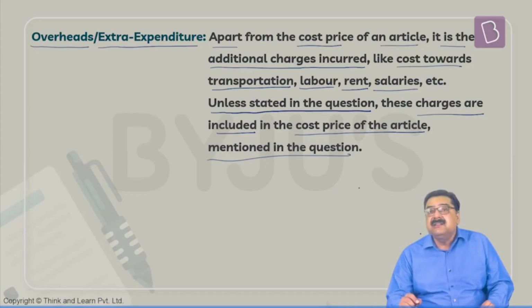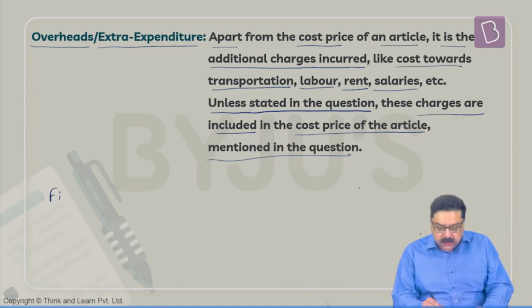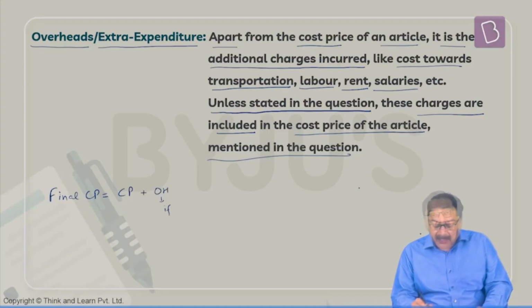Unless it is explicitly stated otherwise, that so much expenditure has been incurred towards transportation, rent, salaries or labor. And if at all it is mentioned, then we add that to the cost price of the article to get the final cost price. So the final cost price shall be cost price of the article plus overheads. If not mentioned, then it should be assumed as 0.